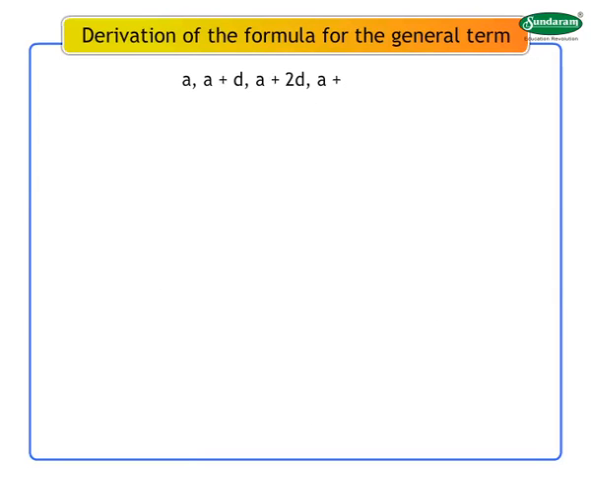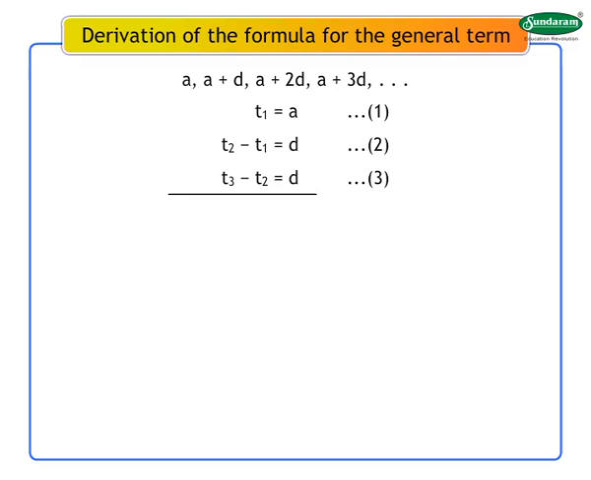Consider the AP A, A plus D, A plus 2D, A plus 3D and so on. Here we have T1 is equal to A. Let us mark it as 1. T2 minus T1 is equal to D. Let us mark it as 2. T3 minus T2 is equal to D. Let us mark it as 3. In general, we can write as Tn minus 1 minus Tn minus 2 is equal to D. Let us mark it as n minus 1. Tn minus Tn minus 1 is equal to D. Let us mark it as n.